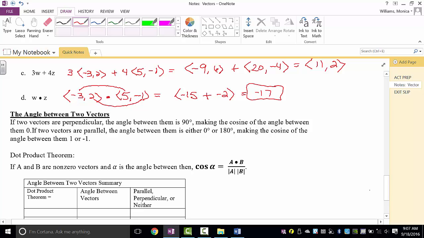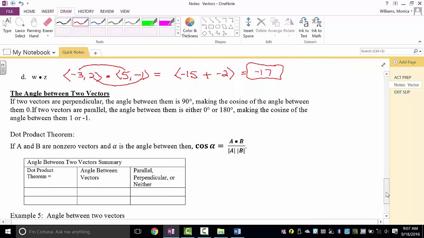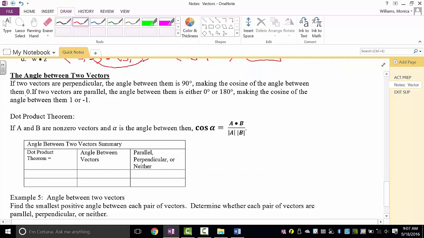Alright, it is sometimes important to find the angle between two vectors because sometimes we need to know if vectors are parallel or if they're perpendicular. So, there is a theorem called the dot product theorem to help us find the angle between two vectors. The theorem is here. So I'm going to summarize these notes. If you calculate your dot product theorem and you end up with 0, that means the angle between the two vectors is 90 degrees and the two vectors are perpendicular.